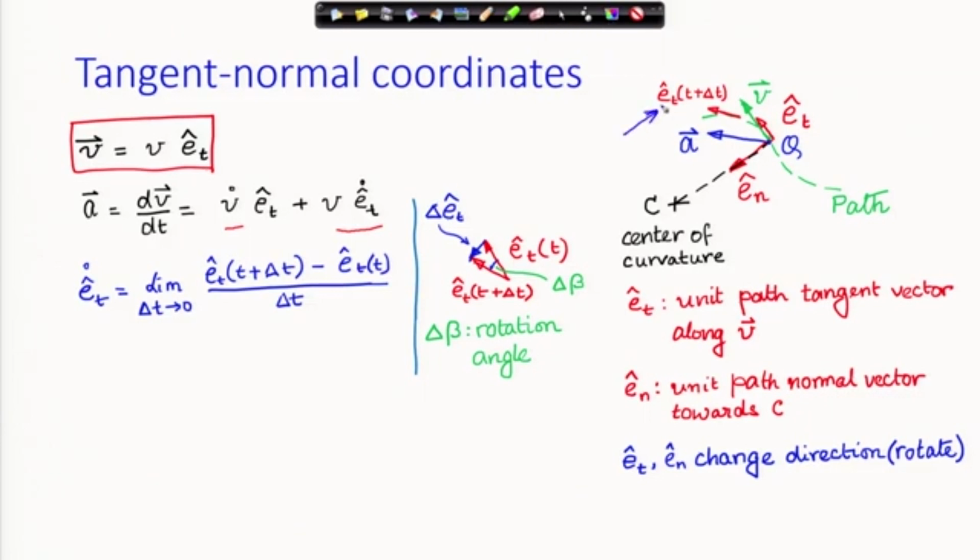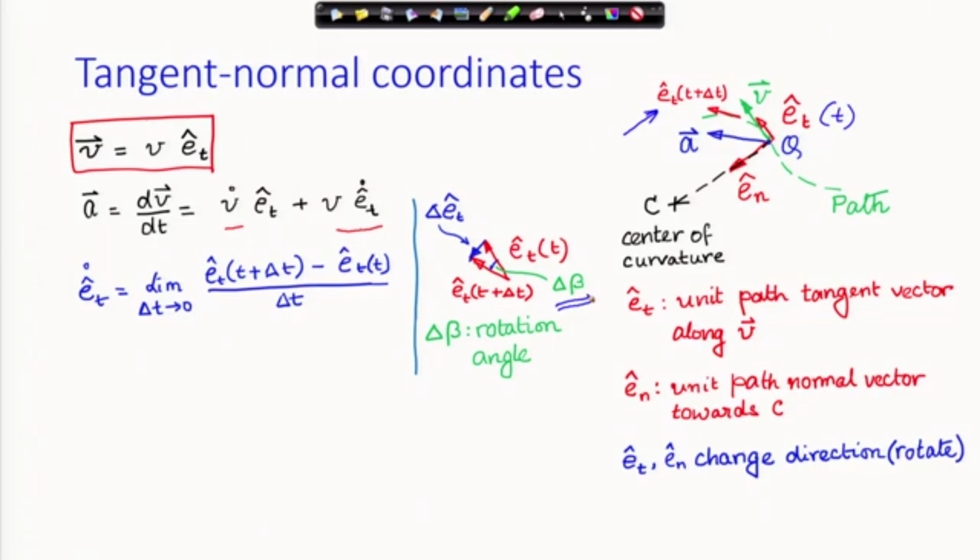So, this is E t at t plus delta t and this E t is at time t. I bring them together and compare them. Both of them, remember, are unit vectors, so the magnitude will not change, but the direction has changed. How much has the direction changed? It has changed by delta beta. This is the small change of angle of that radial line.